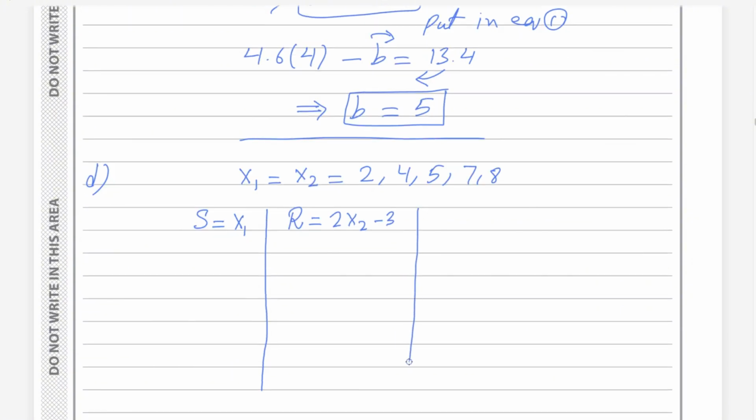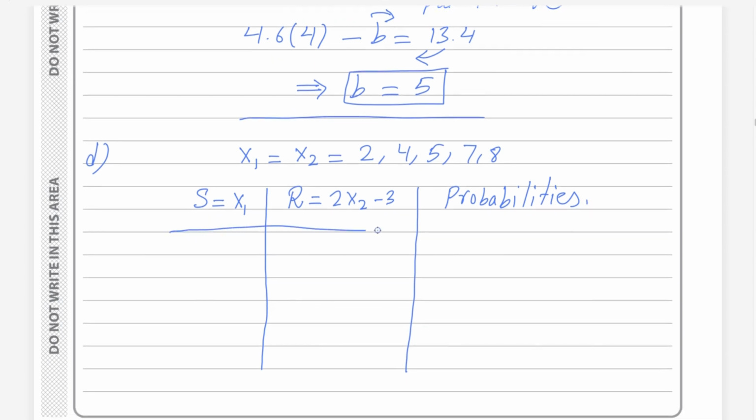And here you can write the corresponding probabilities. Now the numbers are written here: 2 on the spinner, 2, 4, 5, 7 and 8. If you use this value, when x2 equals 2, 2 multiplied by 2 is 4, 4 minus 3, R will be equal to 1. When you are using 4, 4 multiplied by 2 is 8, 8 minus 3 is 5. And if you use 5 here, 5 multiplied by 2 is 10, 10 minus 3 is 7. For 7, 7 multiplied by 2 is 14, 14 minus 3 is 11. And 8 multiplied by 2 is 16, minus 3 is 13.